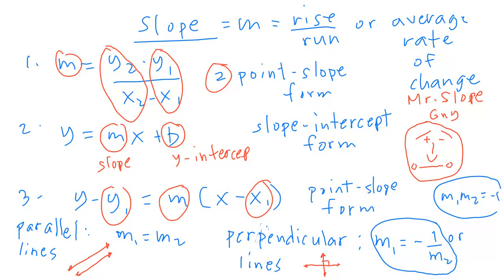So memorize the three formulas. Those are the only three formulas that we need to know for the slope, and the information about parallel lines, m1 is equal to m2, perpendicular lines, m1 is equal to negative 1 over m2, and memorize the face of Mr. Slope guy. So you will know if the function is increasing, decreasing, constant, and undefined also, if that is a vertical line.